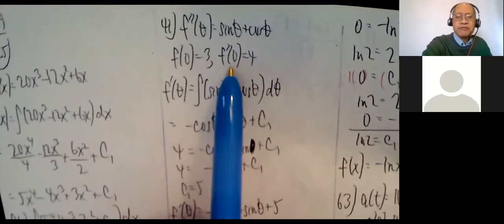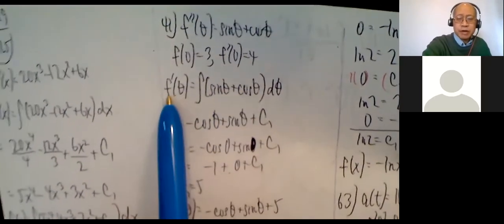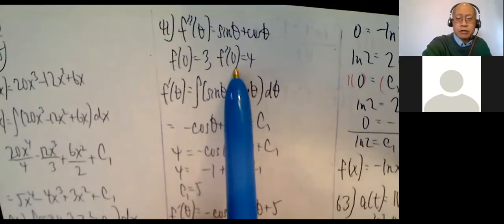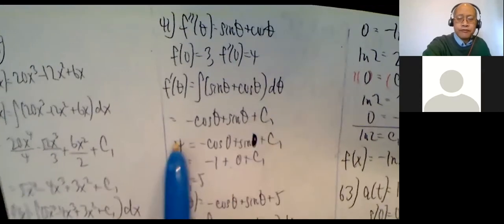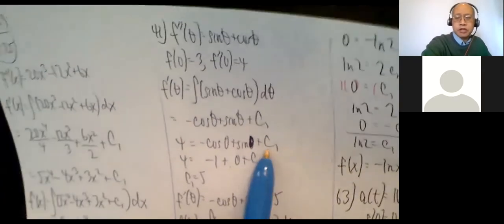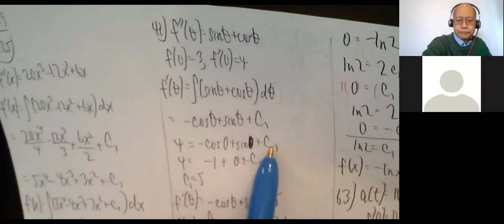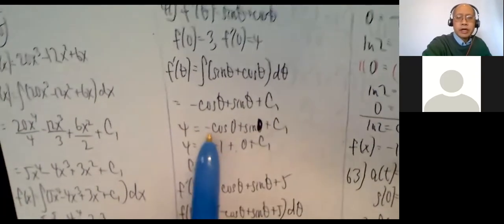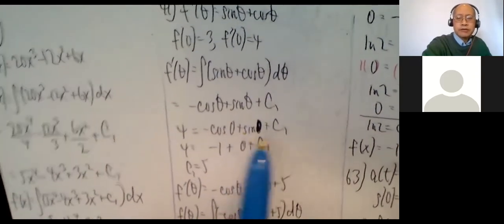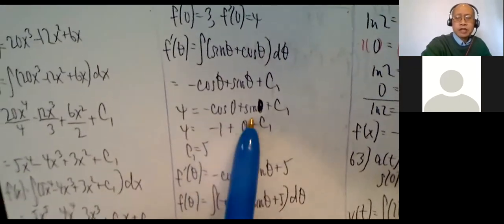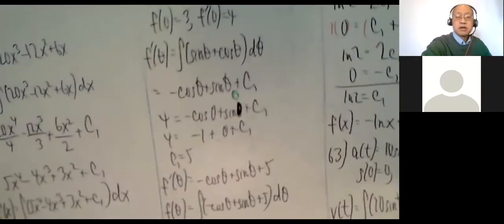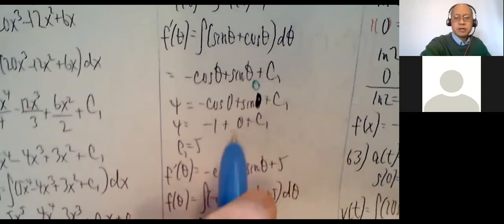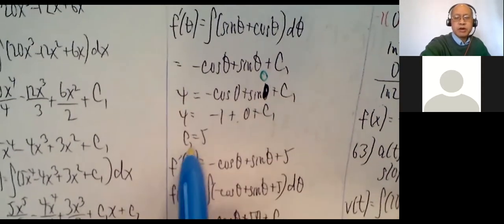Now, they tell me f prime of 0 is 4. I'm at the f prime level. That means when I plug in 0, the answer is going to be 4. So what I do is put a 0 there, put a 0 there, and a 4 here. That allows me to solve for C1. That means 4 equals negative cosine of 0 plus sine of 0 plus C1. From trig, cosine of 0 is 1, so that's negative 1. Sine of 0 is 0 plus C1. Add 1, C1 is 5.